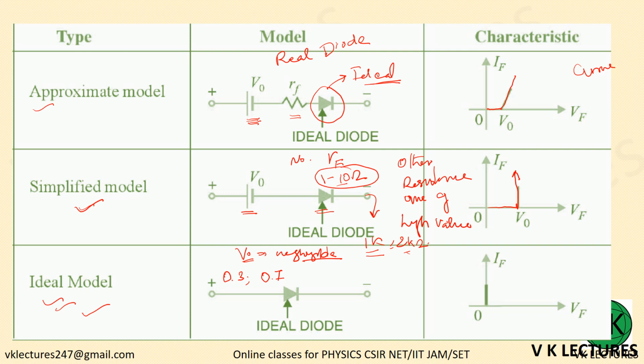If your circuit is dealing with 20 volt, 30 volt, a higher magnitude voltage sources, then this voltage V0 can be neglected. Similarly, in your circuit, if RF is also negligible, then starting from 0, you get a straight line. This is the curve for ideal diode, the characteristic curve for ideal diode.